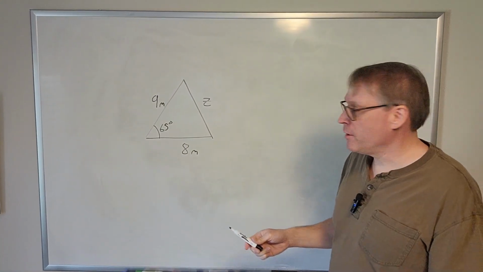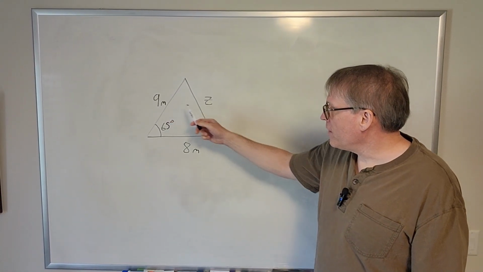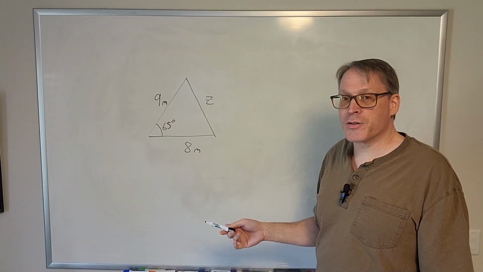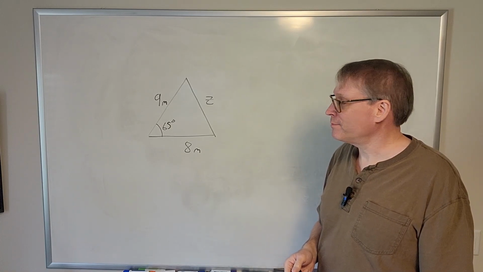All right, you have this problem here. Side length 8, side length 9, side length z, angle 65 degrees. Is this a law of sines question or a law of cosines question?